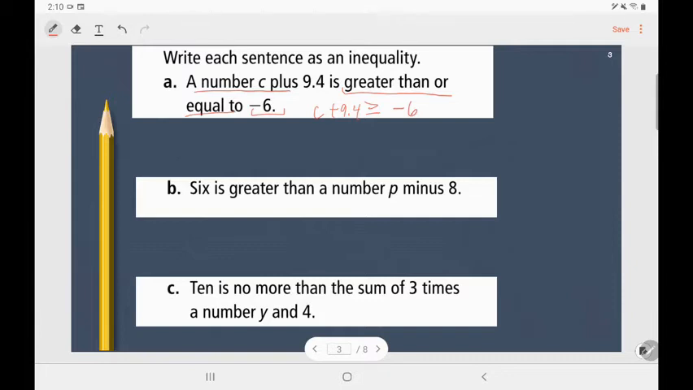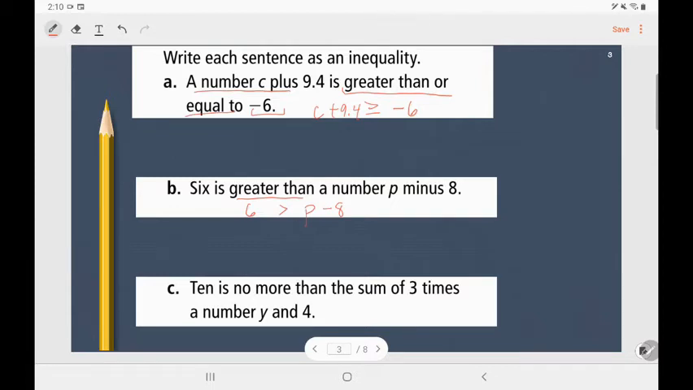6 is greater than a number P minus 8. So here's my greater than. I'm going to write my inequality. And it says 6 is greater than a number P minus 8. All right, last example. 10 is no more than the sum of 3 times a number y and 4.